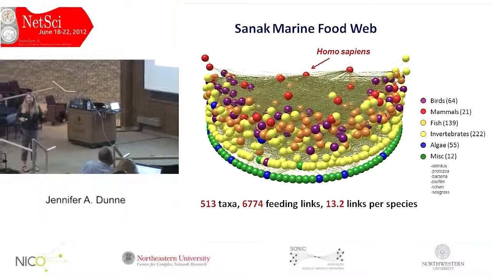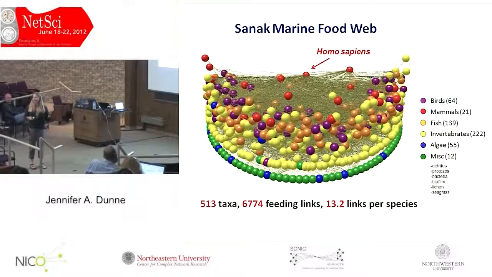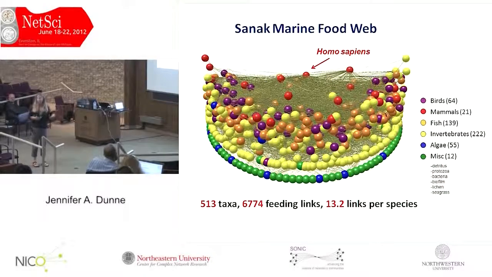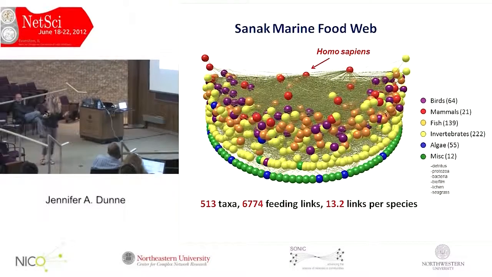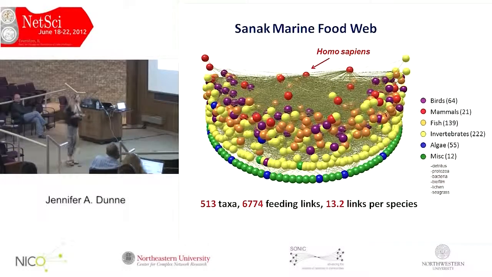Surprisingly, no one has ever compiled highly resolved food web data like this that explicitly includes humans. It's a fairly obvious thing to do, but it just hasn't happened. In this system, we have 513 taxa that are trophically distinct. We have almost 7,000 feeding links and about 13 links per species. Again, I've color-coded the nodes here. Purple are birds, red are mammals, orange are fishes, yellow are invertebrates, blue are algae, and miscellaneous taxa. And the humans are back here in this hairball.